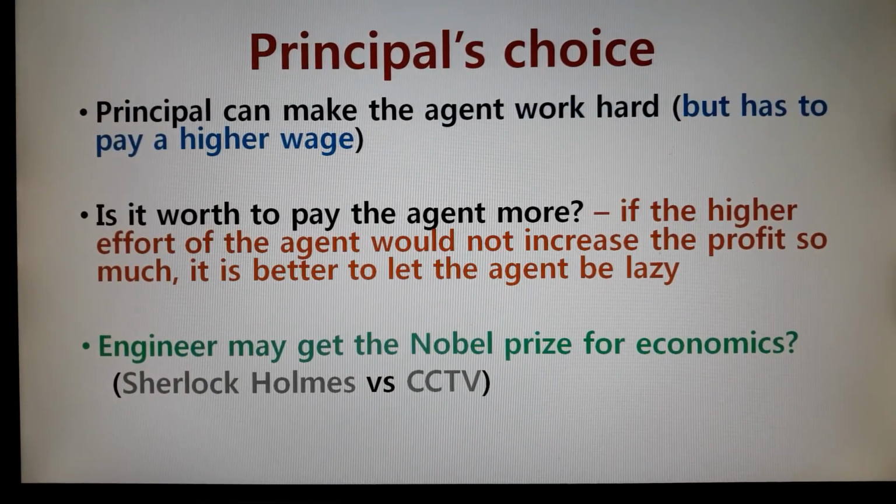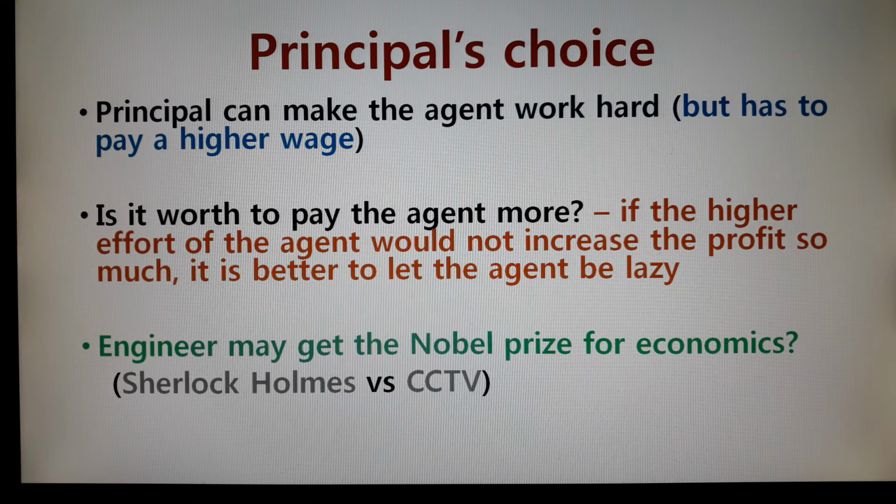So the principal can make the agent work harder, but has to pay a higher wage, as we see in the case of Otis and the Red Sox. Is it worth paying the agent more if the higher effort of the agent would not increase the profit so much? It is better to let the agent be lazy. Okay? Actually, this is the key of the principal agent problem. I mean, the agent is not so much cheating on the principal. The principal cannot see the effort, but the principal is not a dumb person. He knows that the agent will be lazy.